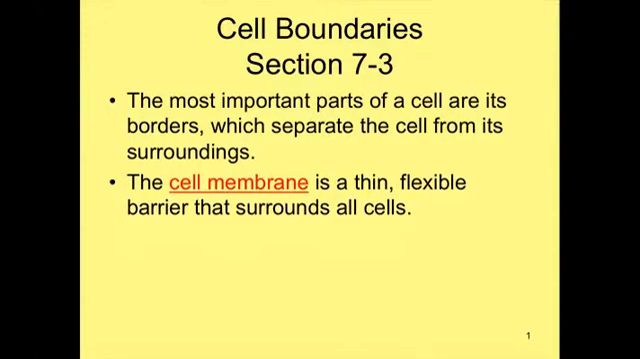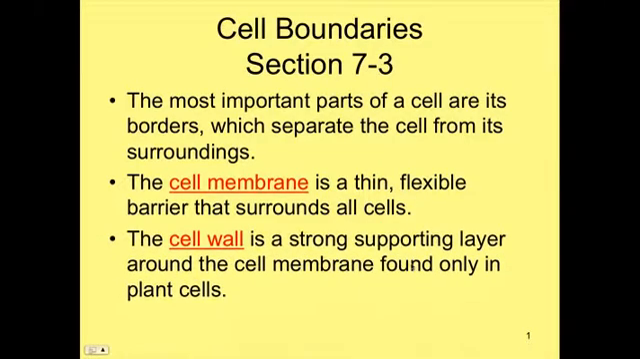The cell membrane is a thin, flexible barrier that surrounds all cells. One thing that you have to remember here, or the key thing, is that all cells have a cell membrane. The cell wall is a strong supporting layer around the cell membrane found only in plant cells. Also, bacteria. So, plant cells and bacteria cells have a cell wall.